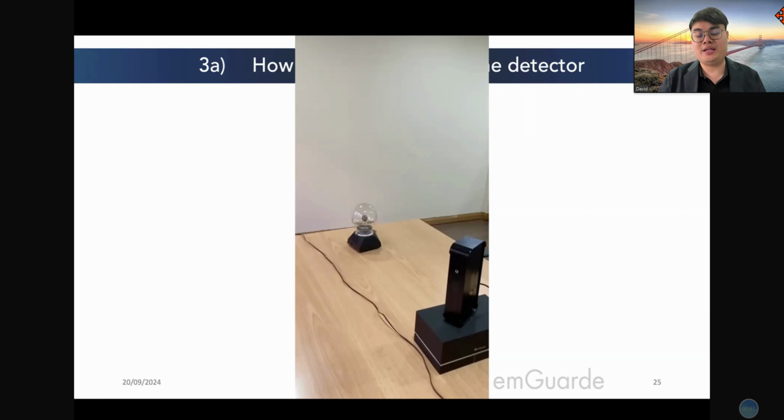So let's play this short video, which is going to explain how static is going to affect the detector. And do not panic, all right? When it beeps while emGuarde is on, it's due to static interference.